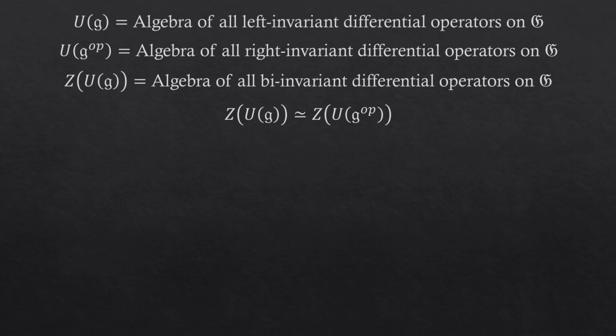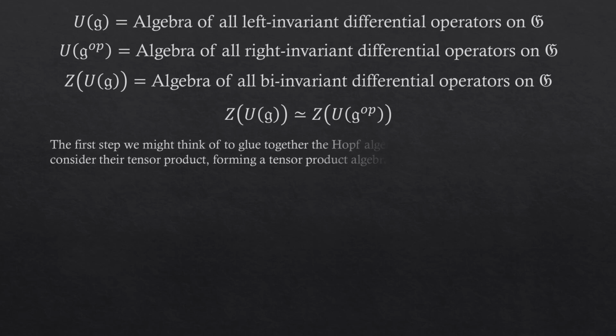It's nice that we have this so far, though, because we can do a lot with this. The first step we might think of to glue together the Hopf algebras UG and UG op is to consider their tensor product. And this forms a tensor product algebra, an associative algebra.